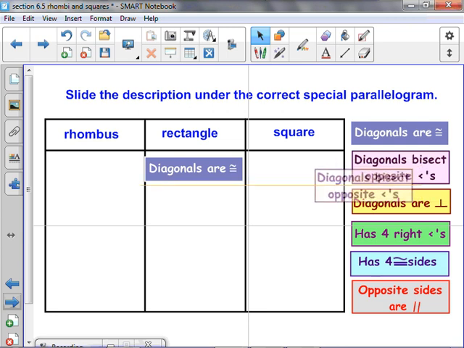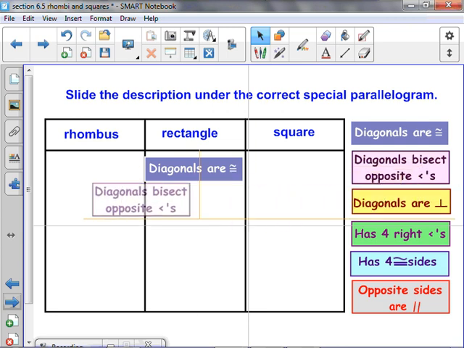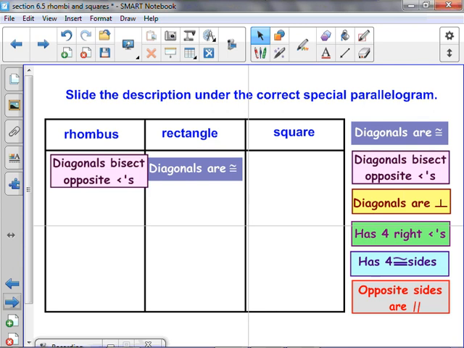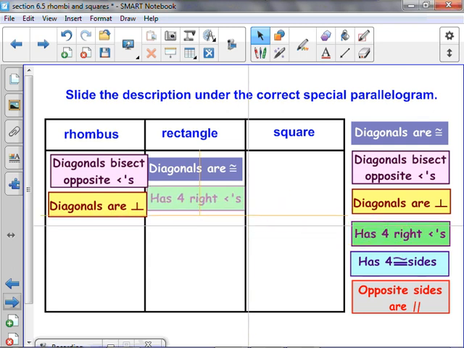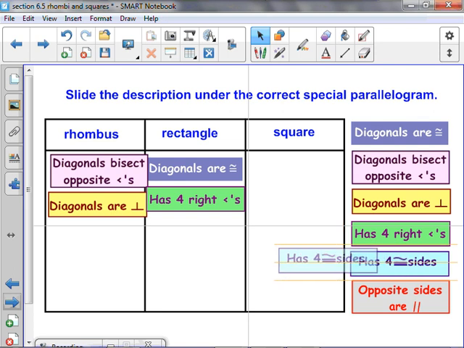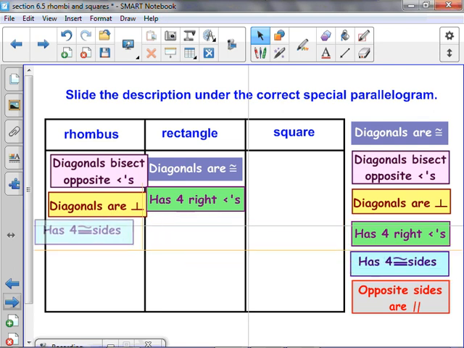Diagonals bisect opposite angles. I know that that is true in a rhombus, but not necessarily in a rectangle. The diagonals are perpendicular. I know that that is true in a rhombus, but not necessarily in a rectangle. Has 4 right angles. I know is true of a rectangle, certainly not always of a rhombus. Has 4 congruent sides. It's certainly true of a rhombus, but usually not for a rectangle.